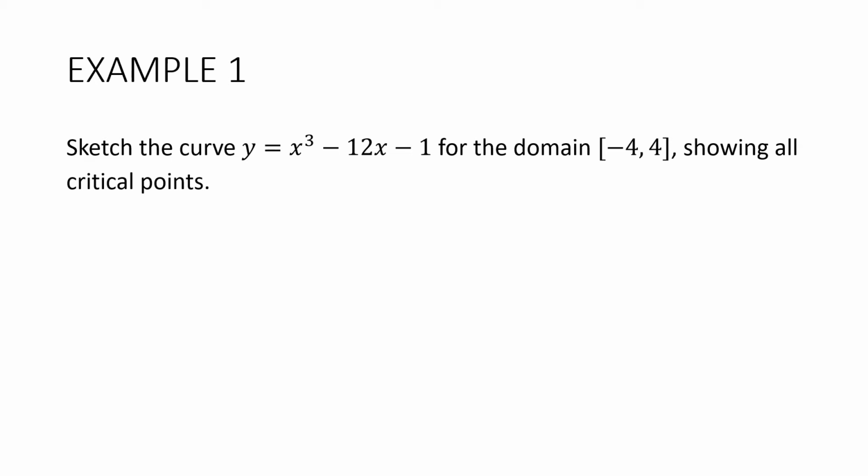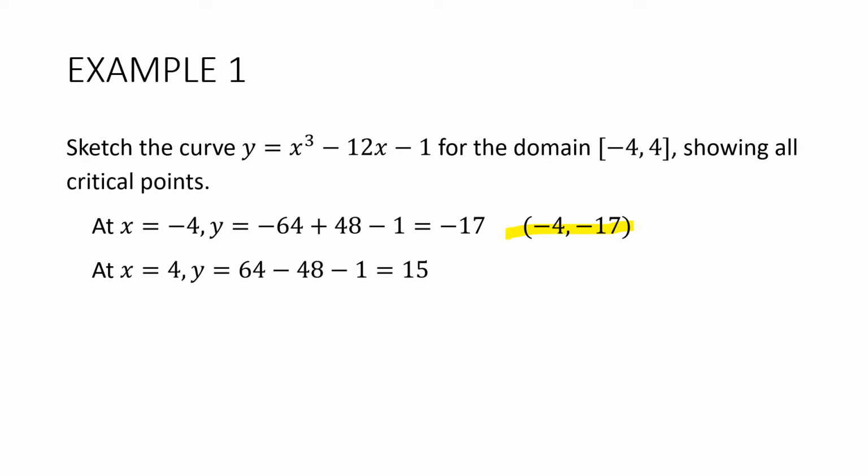Okay, we have one more thing that we need to do because this curve has no asymptotes, so we can skip that step. But it does have a restricted domain, so we need to know these endpoints. We know the x coordinates. To find the y coordinate, substitute it into the curve. So at x equals negative 4, y is equal to negative 64 plus 48 take away 1, which is negative 17. So the endpoint is negative 4, negative 17. And substituting in 4, we get 64 take 48 take 1, which is 15. And here's our other endpoint.